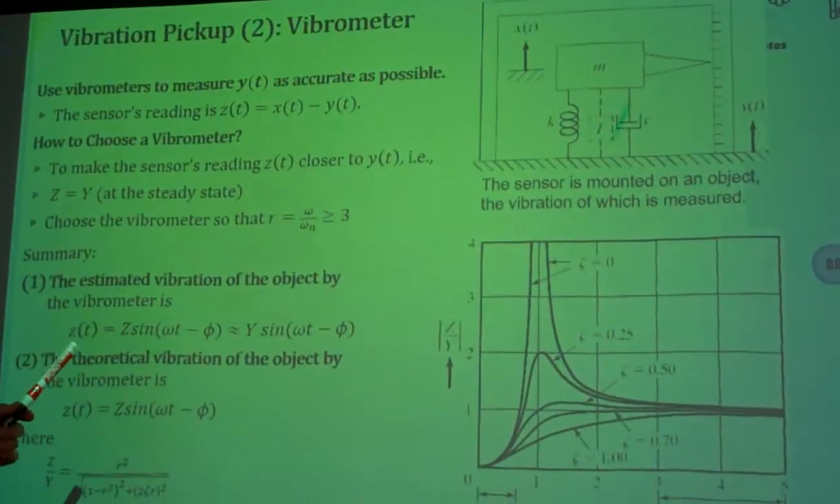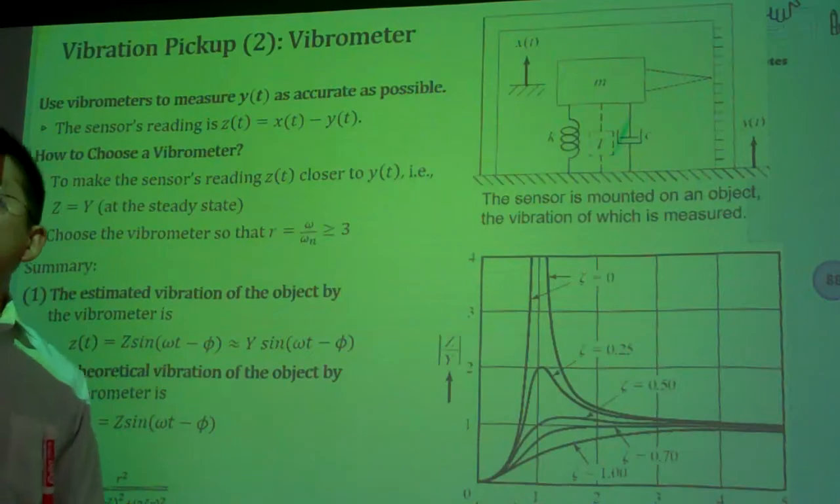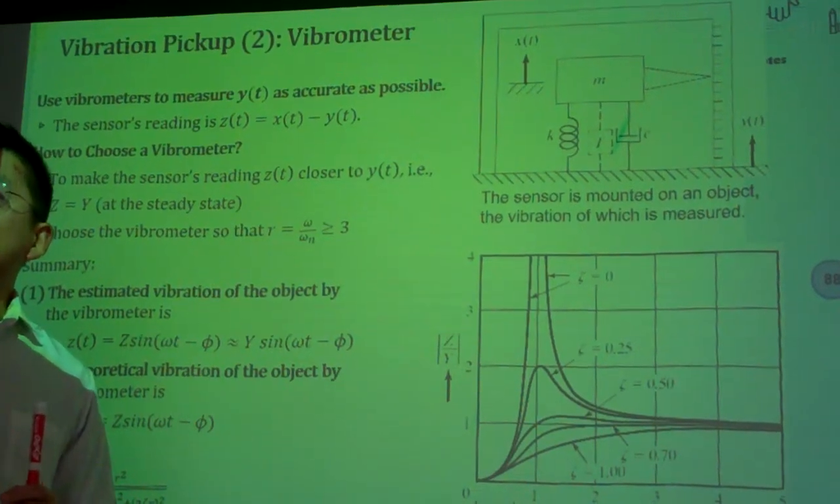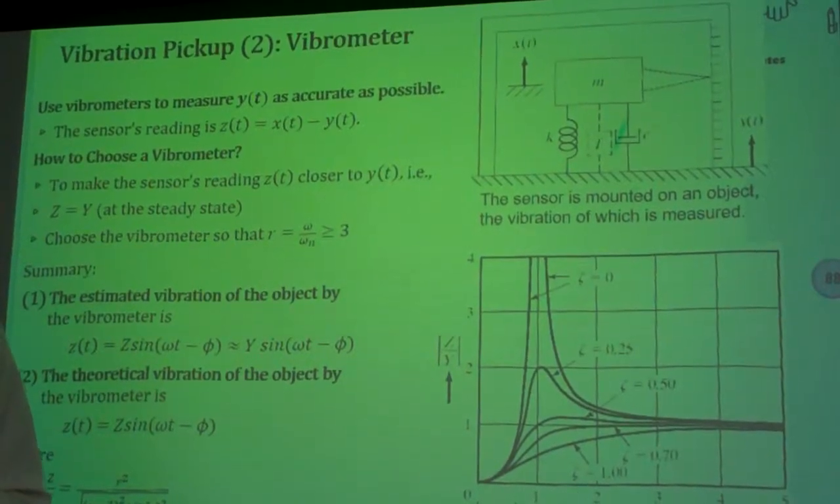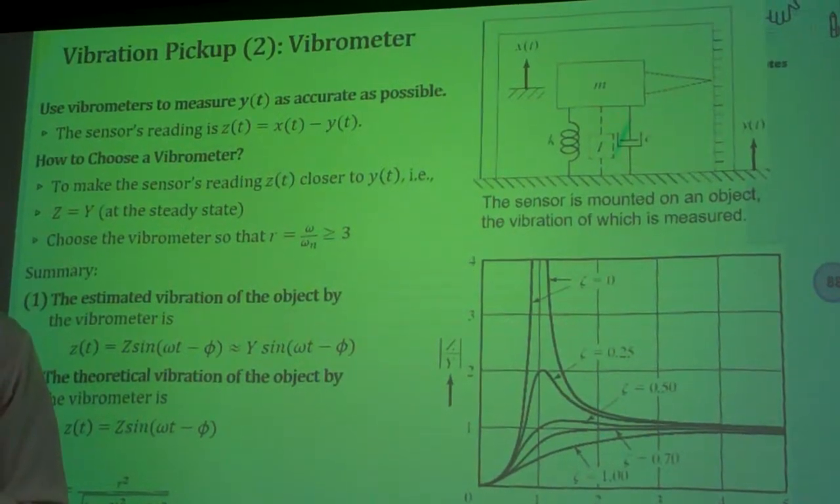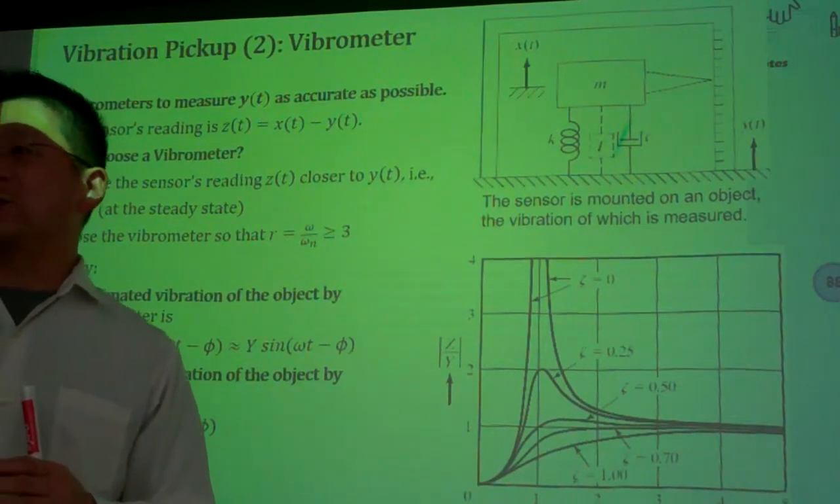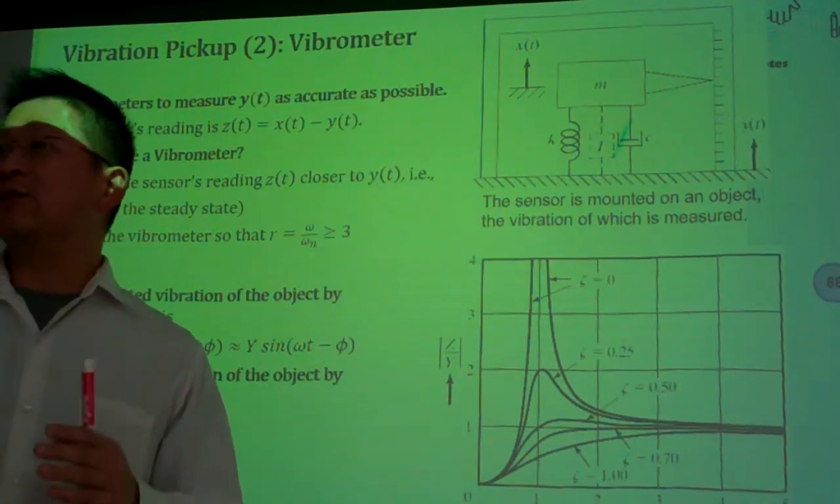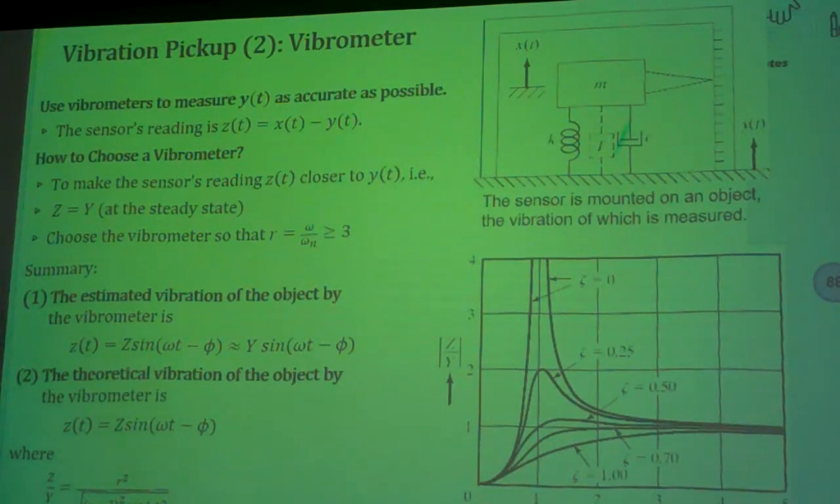Begin to talk about the vibrometers. The vibrometer, again, by definition, is a sensor to measure the displacement. We trust the reading of the sensors. Hopefully, that reading is as accurate as possible to the real displacement, and that's the meaning of the measurement. Do the measurement. Okay, we trust.